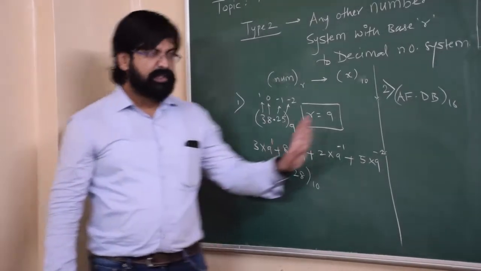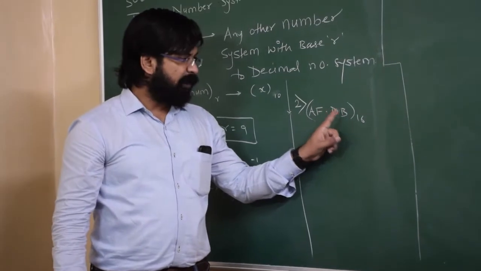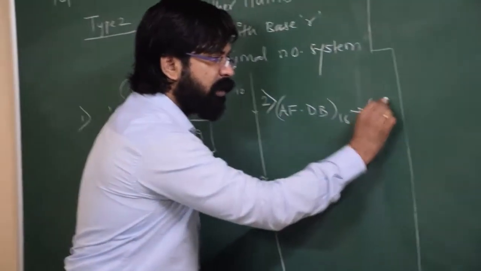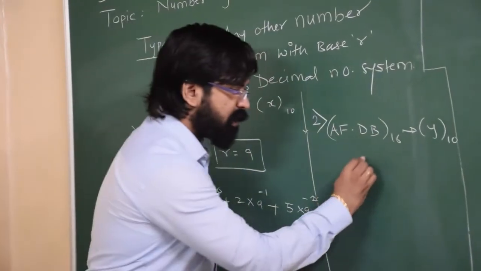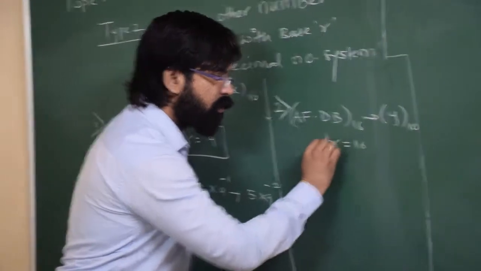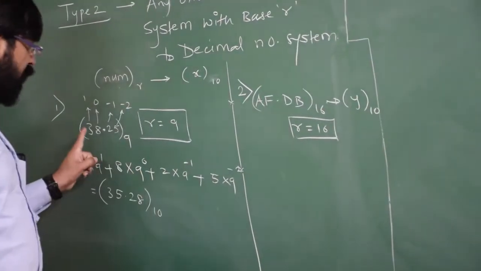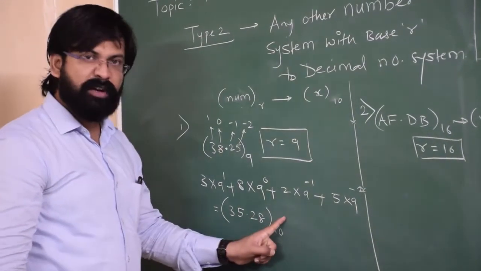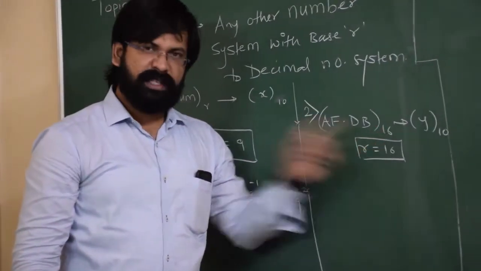So now we see a second example. It is given as AF.DB having base as 16. And you have to convert this into a number having base as 10. So what is the given base? It is 16. R is equal to 16. As we have done in the previous sum, you have seen each and every digit was multiplied with the given base. Same thing we are going to do. We have to multiply every digit with 16 now.